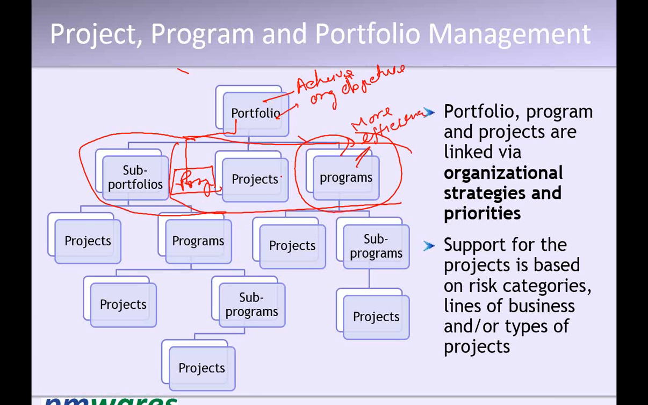Is that clear? Anybody has any kind of question on this? Basically this is grouping, but because their aims, their goals are different, therefore we are giving them different names. The program, if the objective is to achieve better efficiency; the portfolio, when the objective is to achieve an organization objective. Right?